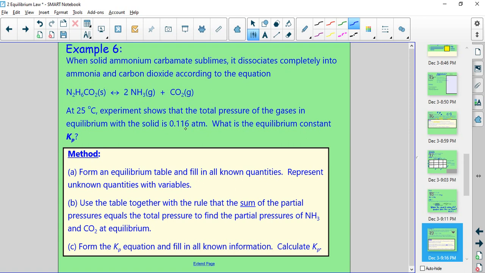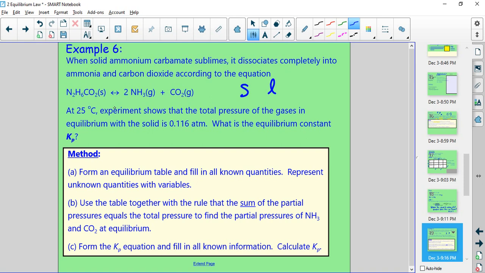Okay, next question. So this is a different sort of question, and we have to look at this reaction a bit more. Well, always look and make sure it's balanced, and look for solids or liquids. In this case, we have a solid, right? So make note of that. And it says when solid ammonium carbonate sublimes, it dissociates completely into ammonia and carbon dioxide according to that equation here. Okay, make sure it's balanced. It appears to be balanced, so that's good.